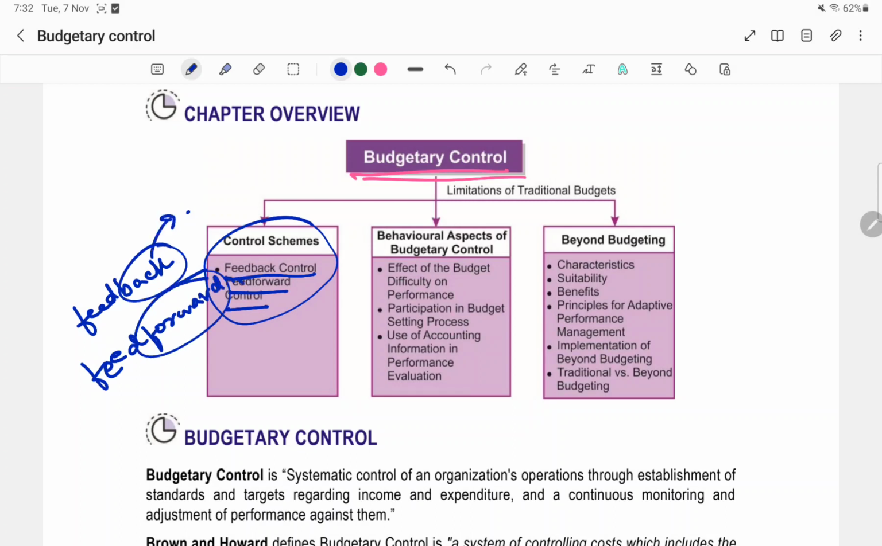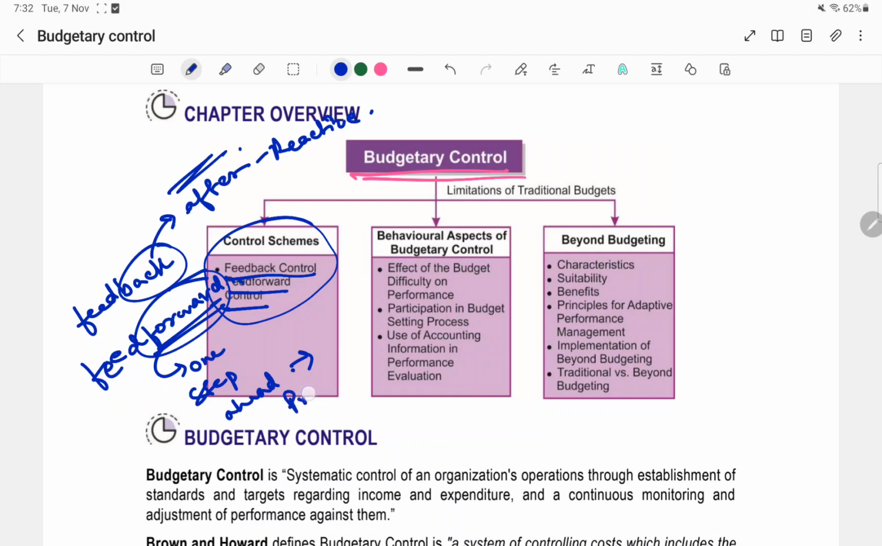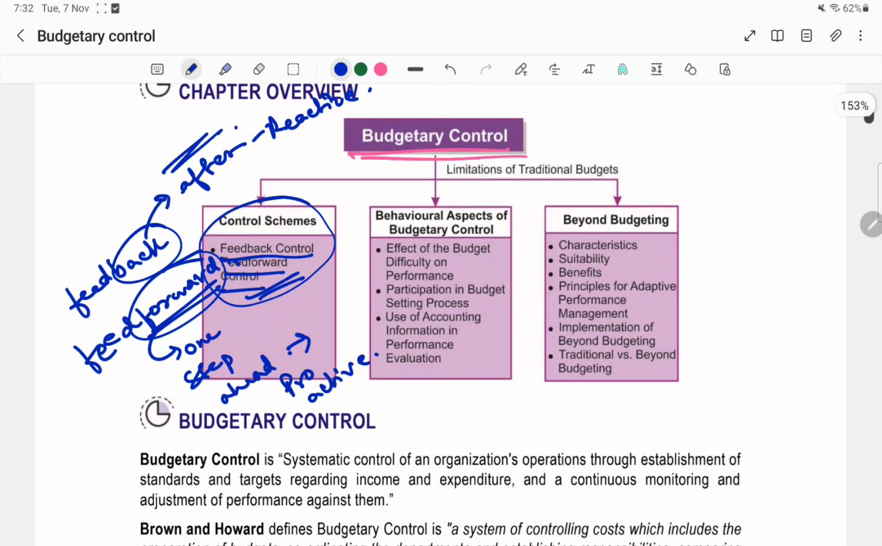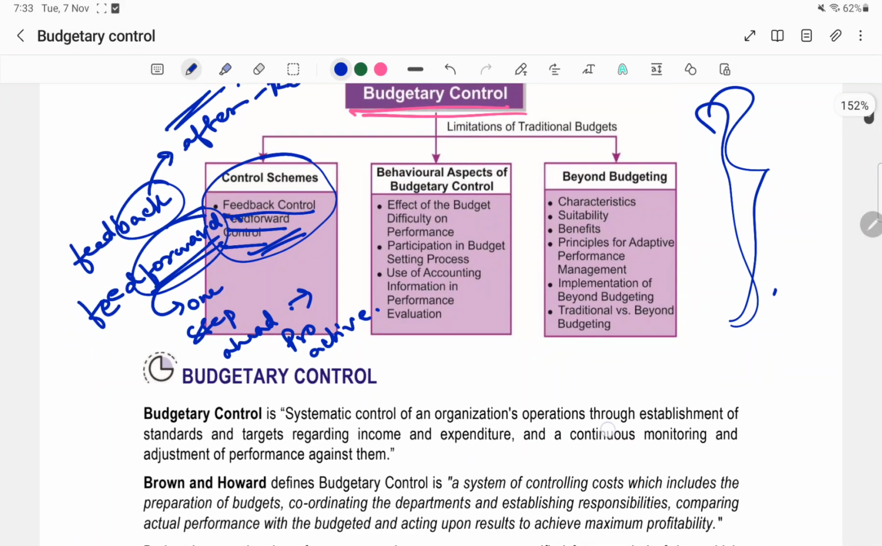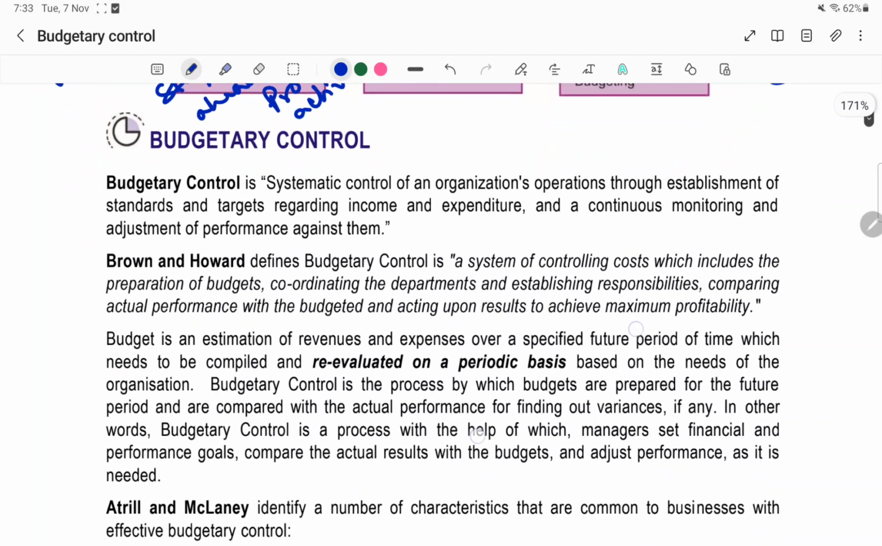So what about the feedback? As the name suggests, the feedback comes afterwards. And what does the forward suggest? That is one step ahead, that is proactive. So this is reactive, that is after action reaction comes, but this one is proactive. So now feedback, feed forward covered. This is the complete overview of the chapter, these topics will be covered in this chapter. So we'll see this in depth.